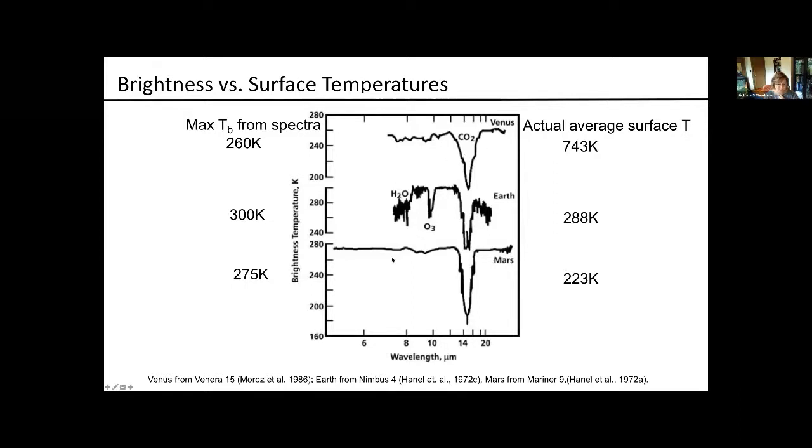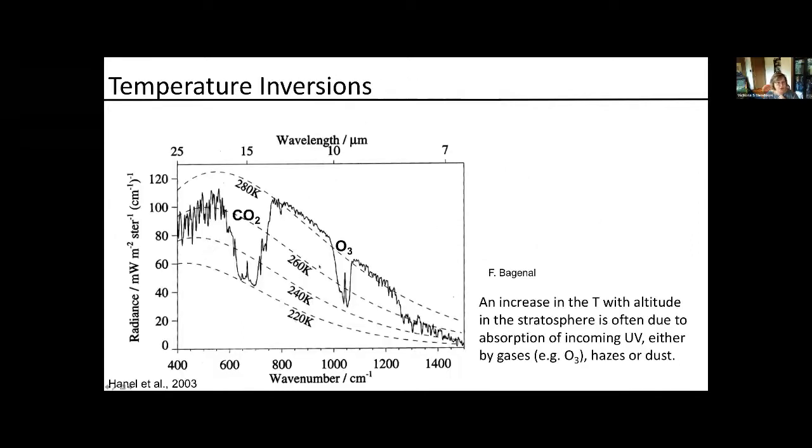temperature from that observation. So if we go to the Earth again and look at this in a little bit more detail, another interesting thing about those spectra, and I didn't point it out on the examples previously.